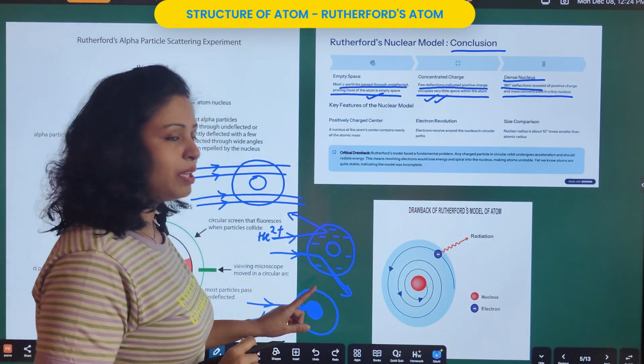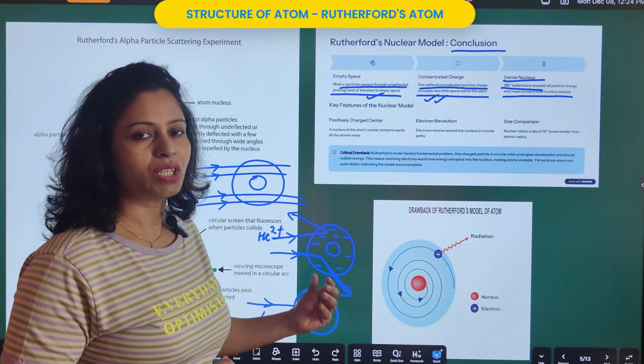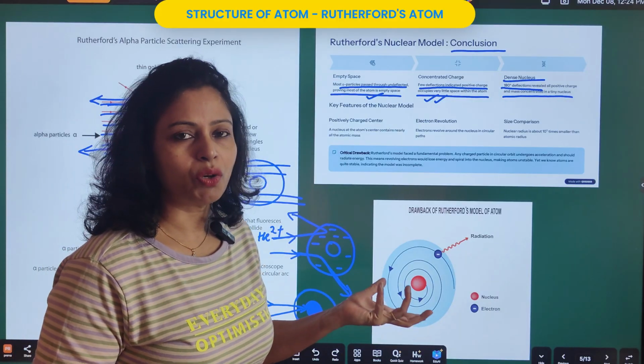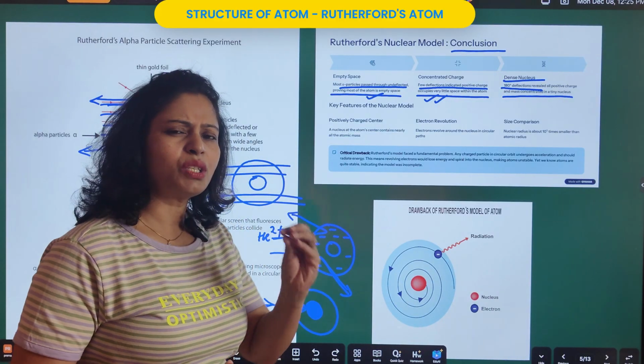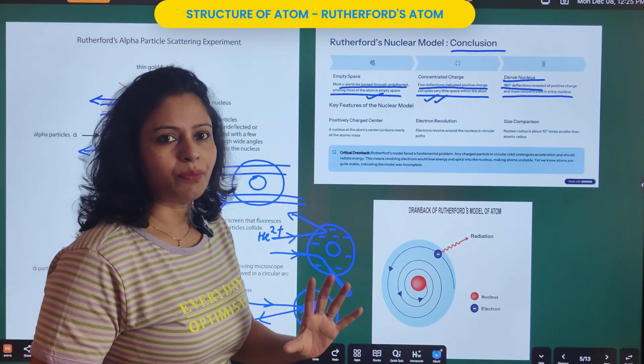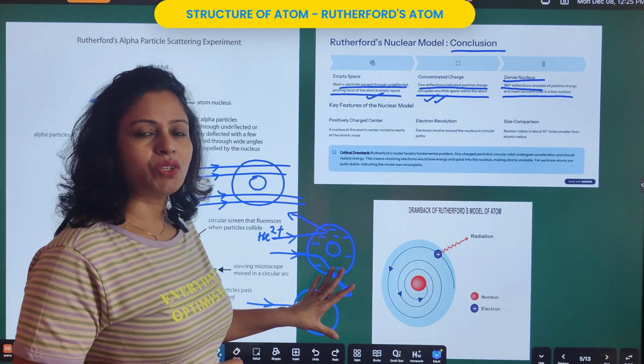This is the nucleus. He was the one who actually discovered the nucleus, which is positively charged because of protons. And he said that the nucleus is a very small part of an atom, and the rest of the atom is actually empty.